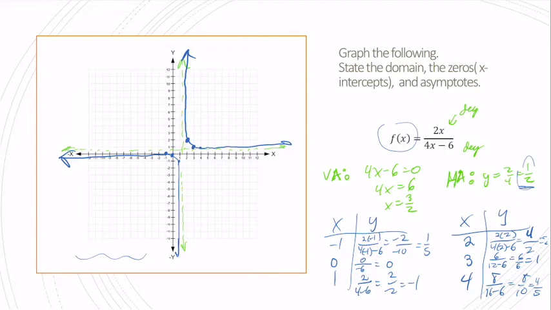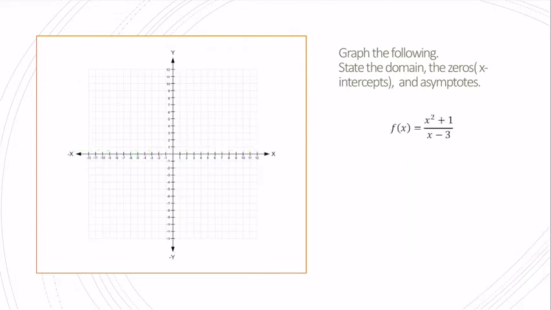I think this is the last one we're graphing. So first, to find my vertical asymptote, I set my denominator equal to 0, so I get x equals 3. So my vertical asymptote is at x equals a positive 3. So right here.